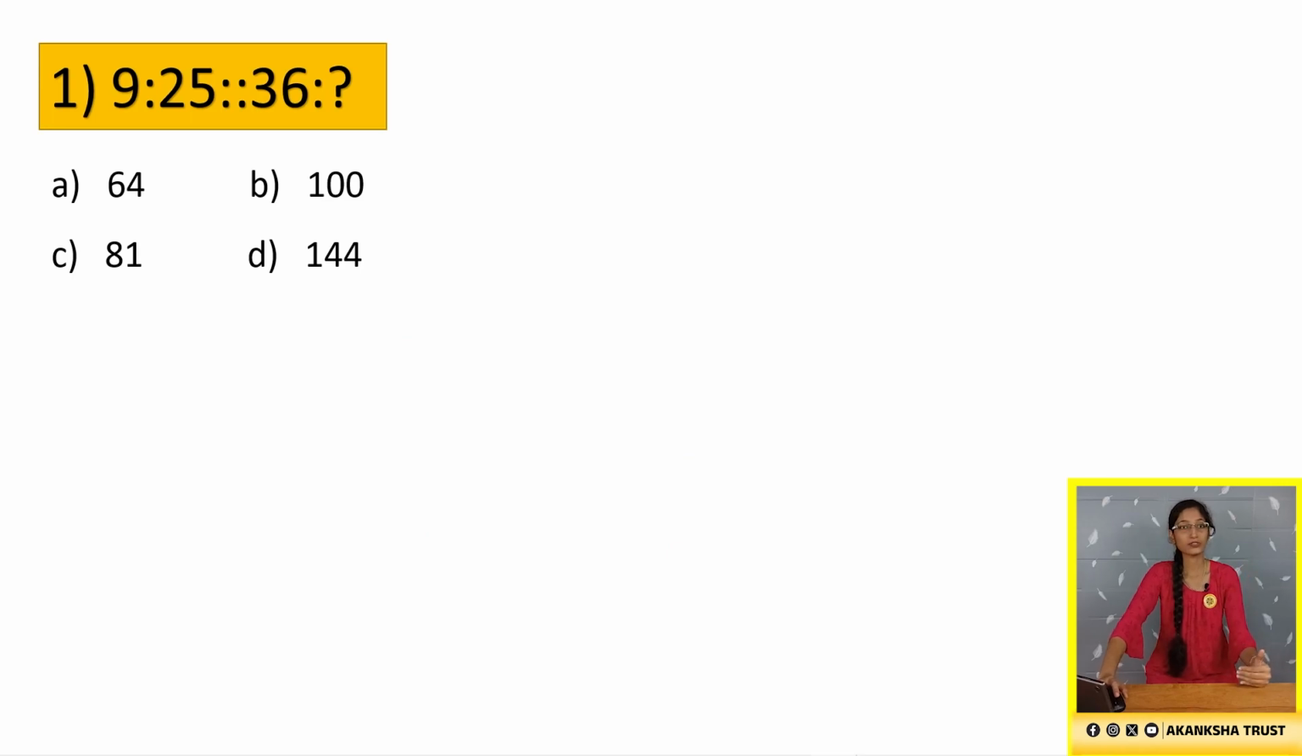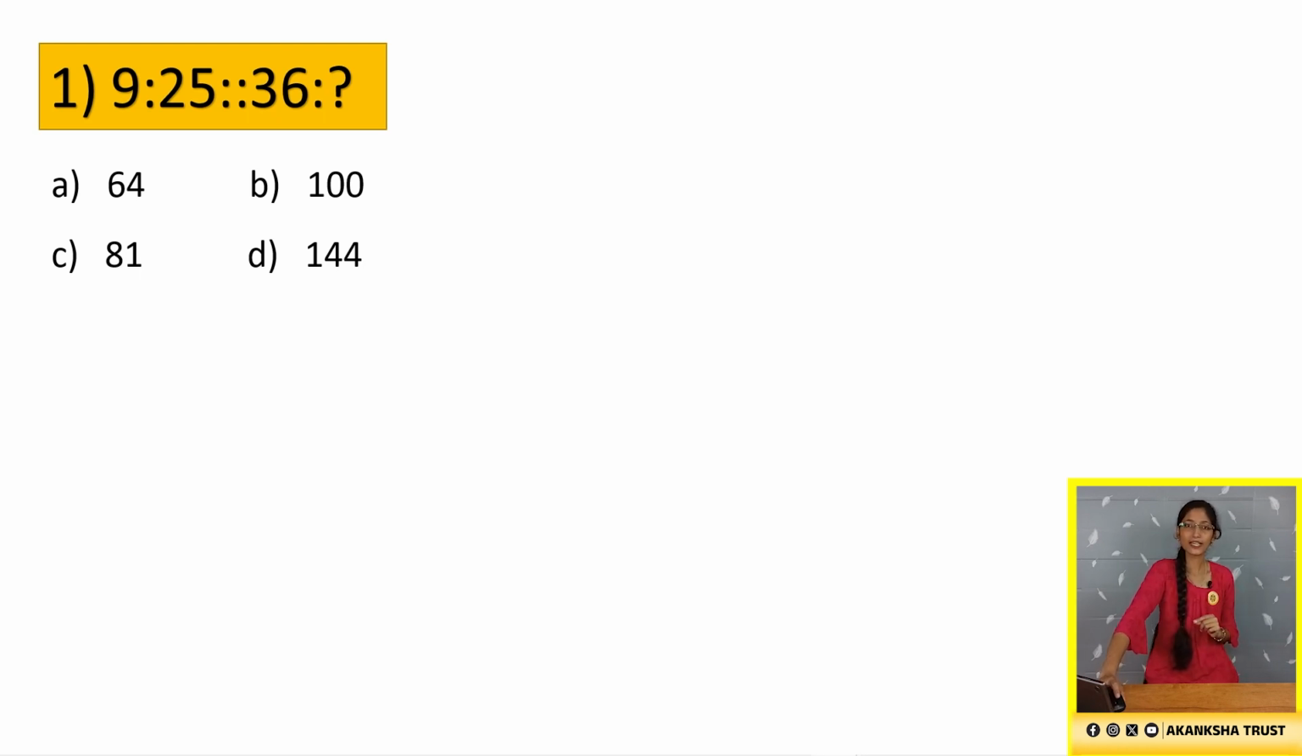Let's see the question. You will have understood the steps you have to follow, which we have discussed before. The first set is 9 and 25. The second set is 36 and question mark. We have to find the relationship between the first two numbers, 9 and 25, and apply the same pattern to the next set. So let's see what the relation is between 9 and 25.